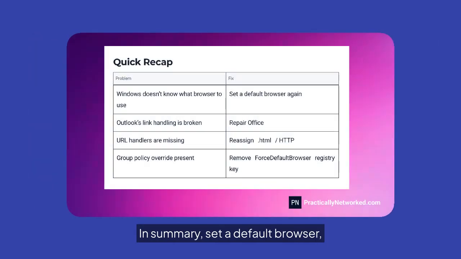In summary, set a default browser, repair Office, reassign URL handlers, and remove any group policy overrides. These steps should resolve the Outlook URL error effectively.